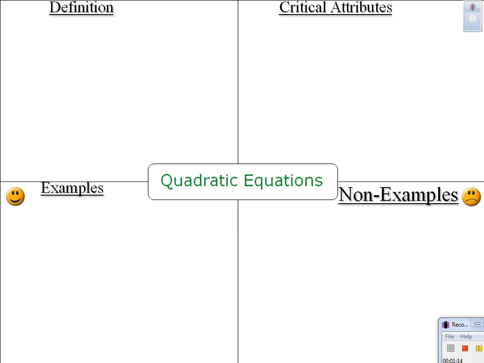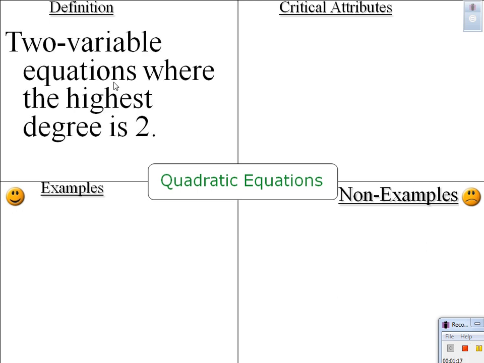Definition. What are quadratic equations? Quadratic equations are 2 variable equations where the highest degree is 2. Quadratic equations are 2 variable equations where the highest degree is 2.